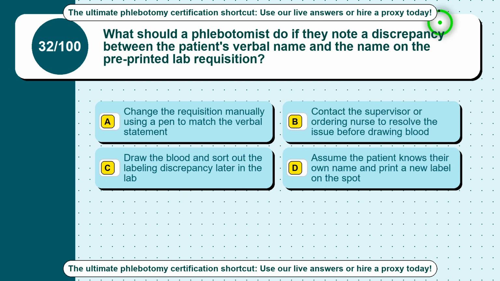Question 32. What should a phlebotomist do if they note a discrepancy between the patient's verbal name and the name on the pre-printed lab requisition? Option A. Change the requisition manually using a pen to match the verbal statement.